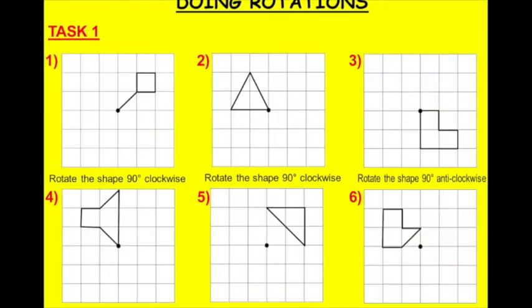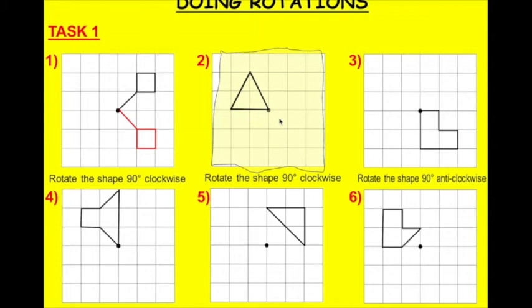Let's do some more. Take a look at this number one. Again, we are going to rotate the shape, this time 90 degrees clockwise. Let's repeat. 90 degrees clockwise. If you look at these two lines here, the angle between the two lines is 90 degrees.